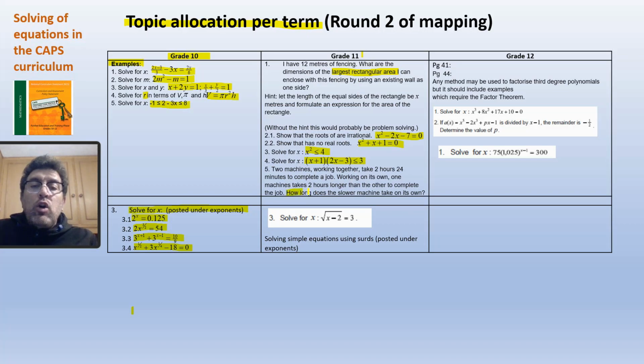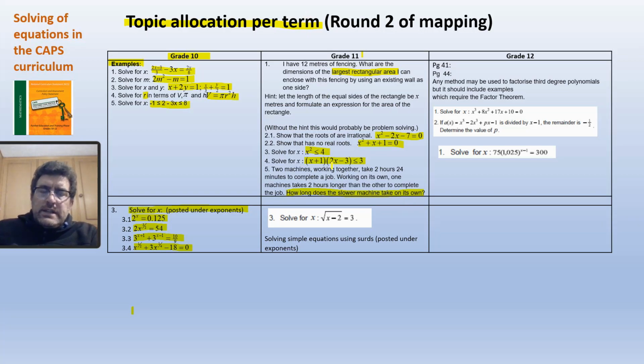How long does the slower machine take on its own? So what do they say? They say together the machines can do it in so many hours. If one machine works by itself, it can do it in that amount of hours, and the other one by itself is what they are asking for at the end. So those work with rates, the rate at which you can perform a job, the rate at which you can print a book, whatever the case is, it's rates.